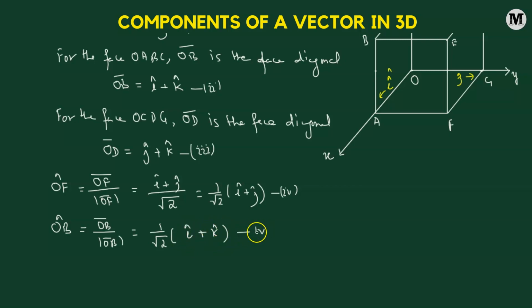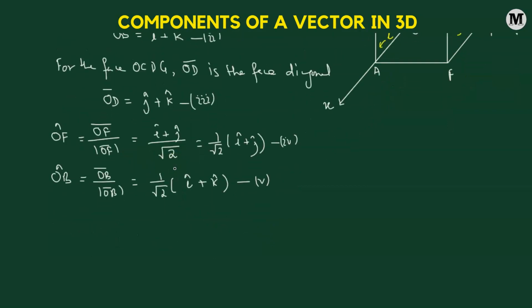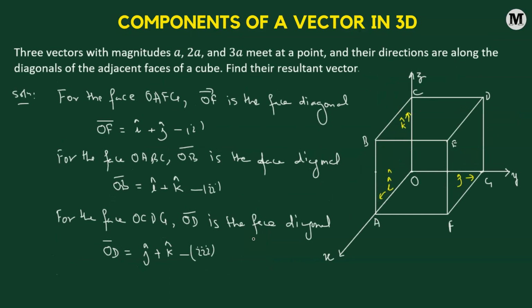Let's label this as equation number 5, and then we will find out the unit vector along OD. The OD cap is going to be the OD vector divided by the magnitude of the OD vector. That's going to be 1 over square root of 2 multiplied by (J cap plus K cap). This is going to be equation number 6. Okay, now that we have the unit vector, let's go back to the problem.